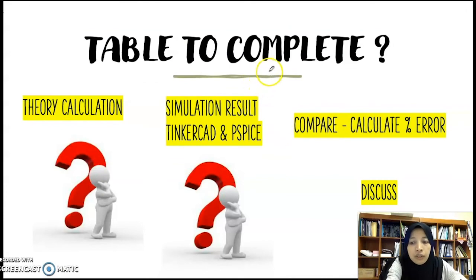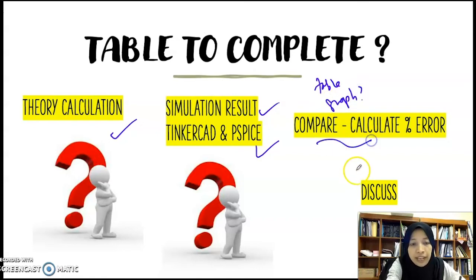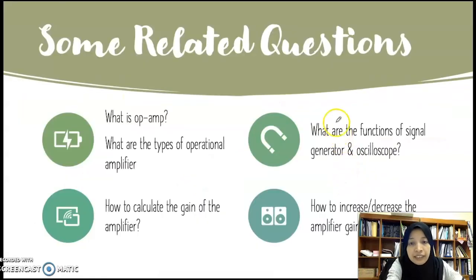Okay. How does the table look? This is up to you. This is an open-ended lab. Do you need to show the theory? Yes. How are you going to represent this result? In the form of a table or graph. You are the one who needs to decide. And then you need to calculate the error and discuss.